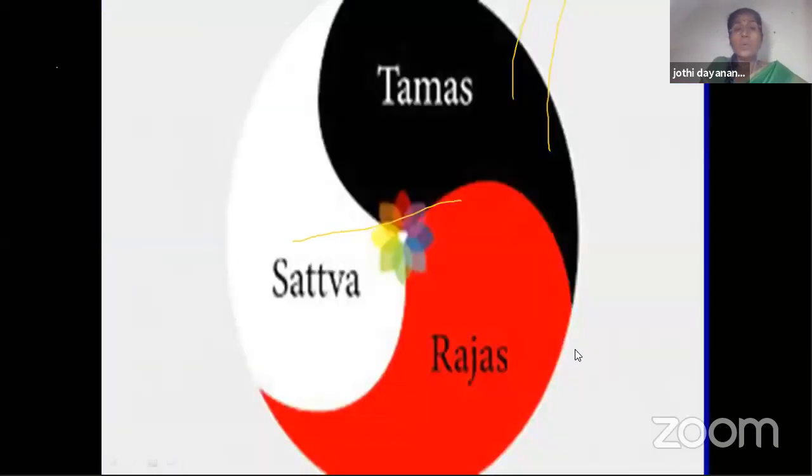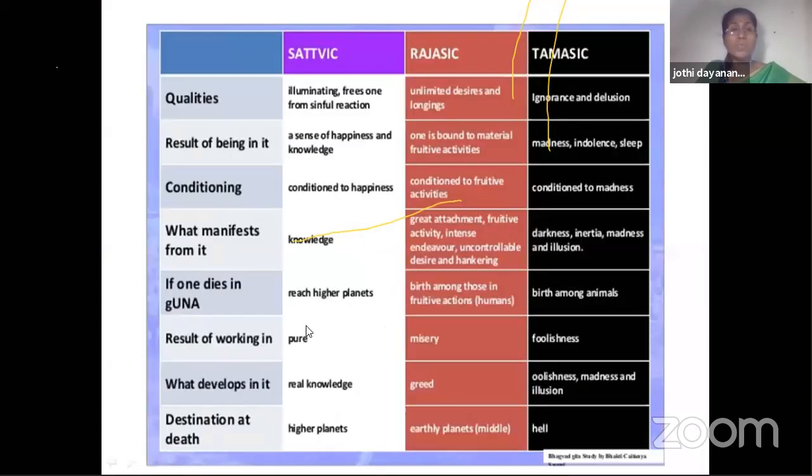Okay. So this is how it has been shown when you look at the picture which was highlighted earlier. By the color itself, you can make out that sattvic is shown as white, where you are transparent. You don't have anything evil in you. And rajasic gives a very royal feeling. And Tamas gives a darkness, right? So this is the image which is being given.